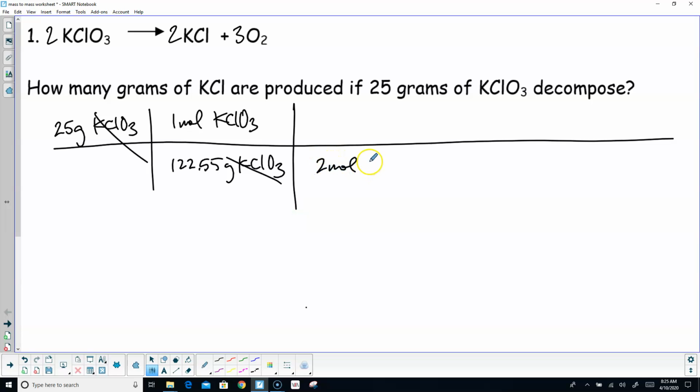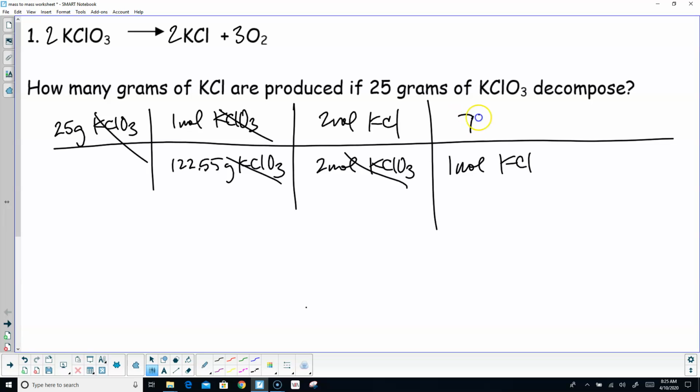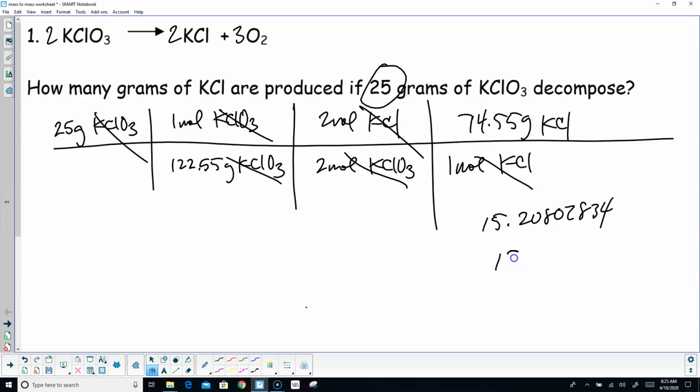Now that I know moles, I'm ready for my mole ratio. According to the formula, for every 2 moles of potassium chlorate, I get 2 moles of potassium chloride. Moles cancel. But I did not ask for moles of potassium chloride, I asked for grams, so I need its molar mass. 1 mole of potassium chloride weighs 74.55 grams. That's if you add up 1 potassium and 1 chlorine. I'm ready to solve. I would take 25 times 74 divided by 122. When you do so, your calculator is going to spit out 15.20807834. You're going to be limited to 2 sig figs, so it's going to be 15 grams of potassium chloride.